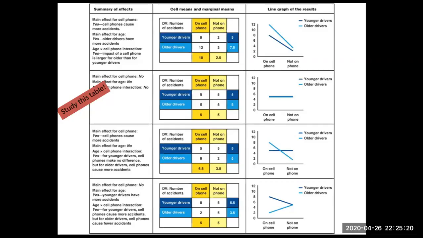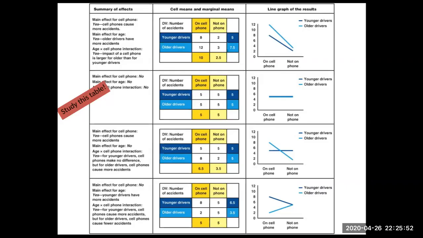Finally, on the bottom, we see 8, 5, 2, and 5. So, looking at whether they're on a cell phone or not on a cell phone, 8 and 2 has an average of 5. 5 and 5 has an average of 5. We have no main effect of cell phone. Going across, for younger drivers, 8 and 5, the average is 6.5. For older drivers, 2 and 5, the average is 3.5. We've already established that that is a significant difference in number of accidents, so you would have a main effect for age of the driver.